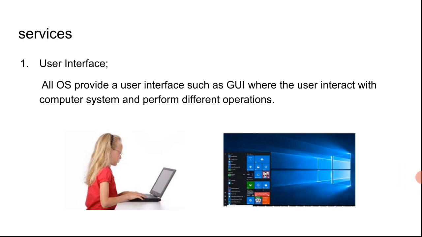So we have service number one, which is the user interface. All operating systems provide a user interface, such as a graphical user interface, where we interact with the computer system and fulfill our needs. The operating system provides a very interactive user interface, which we call the graphical user interface, with the help of which we can interact with the computer system and perform operations. We can easily manage the operations of the operating system, and complete and solve our problems with the help of an easy graphical user interface. It is a very basic service of the operating system.